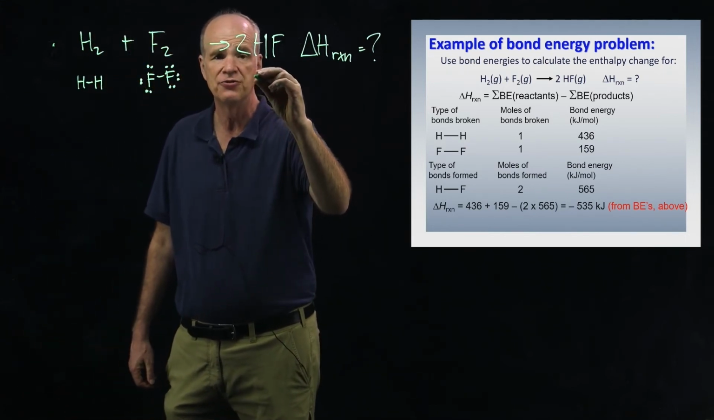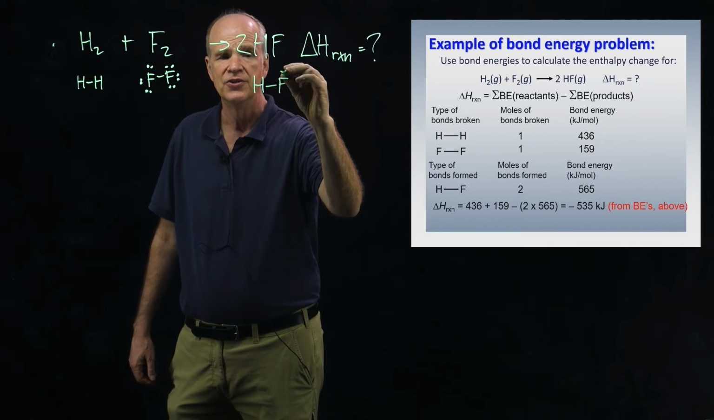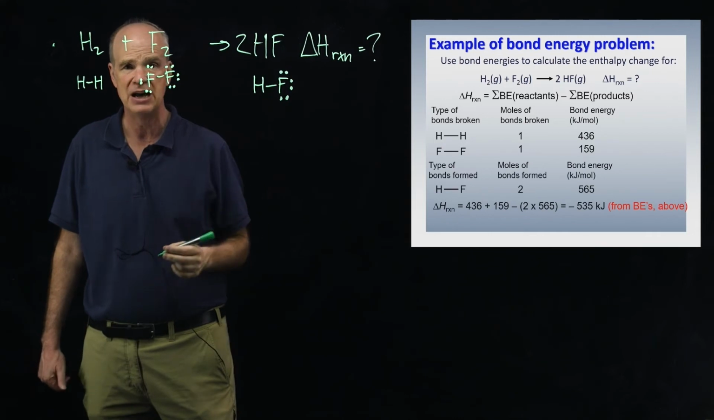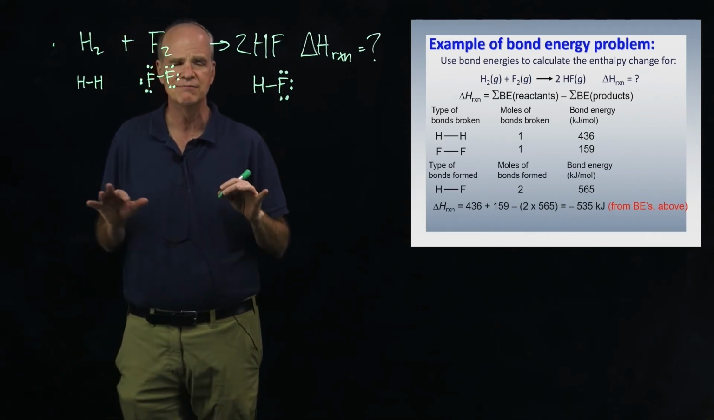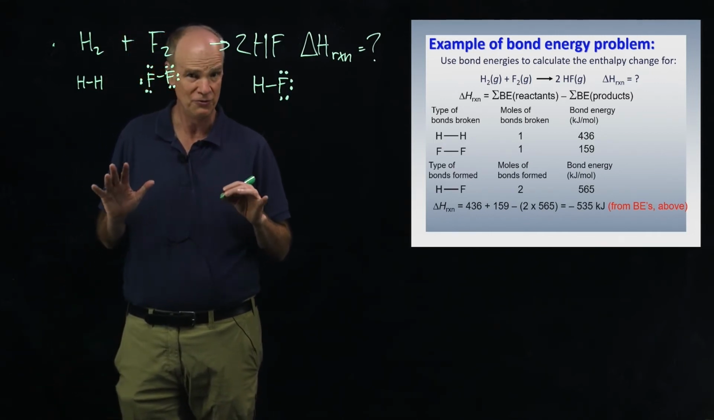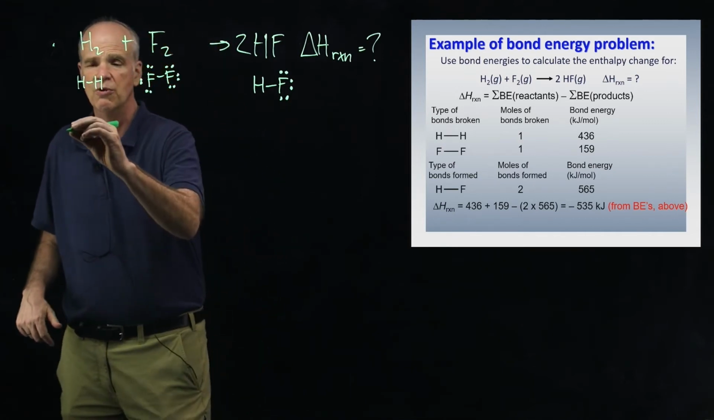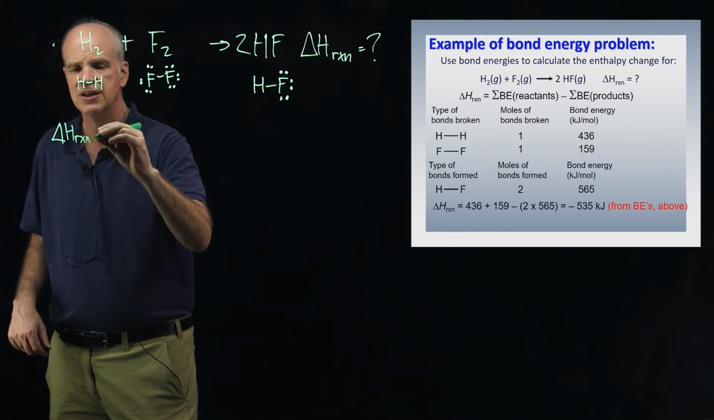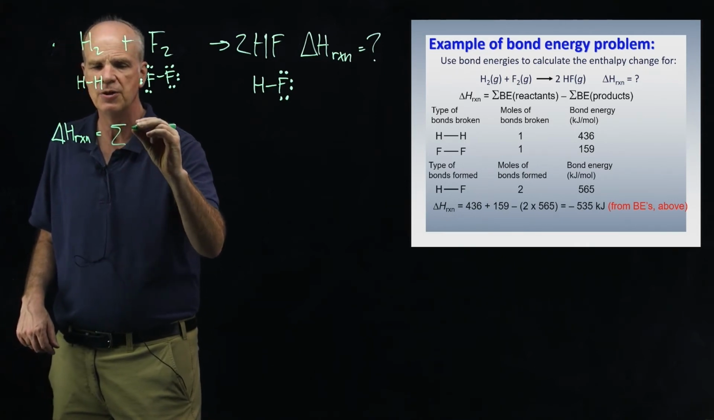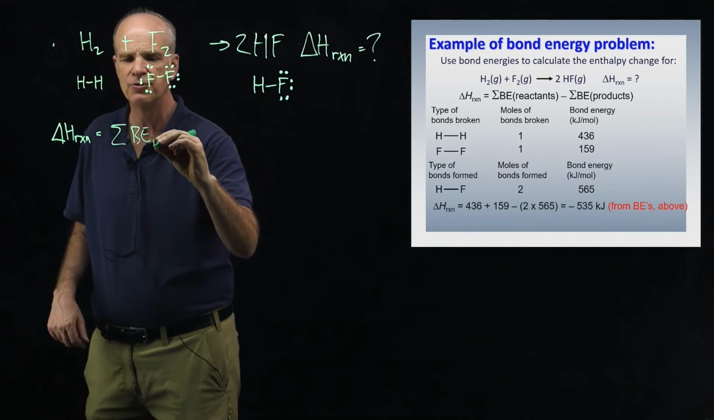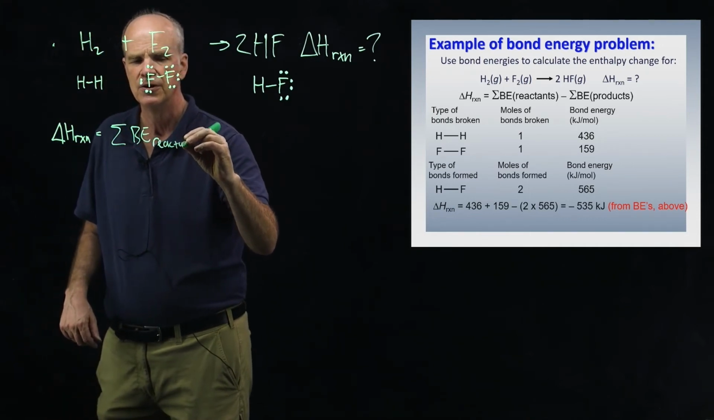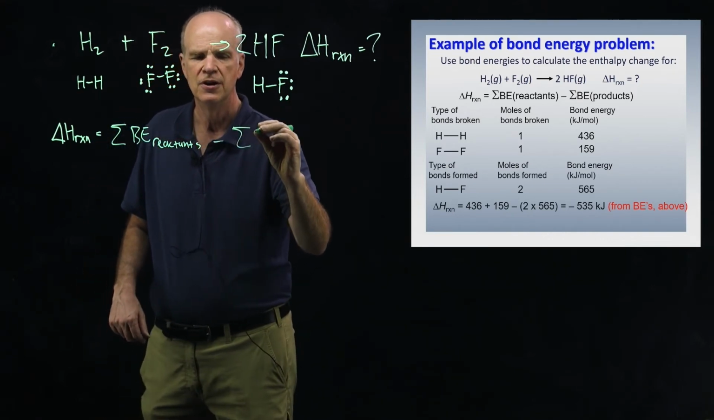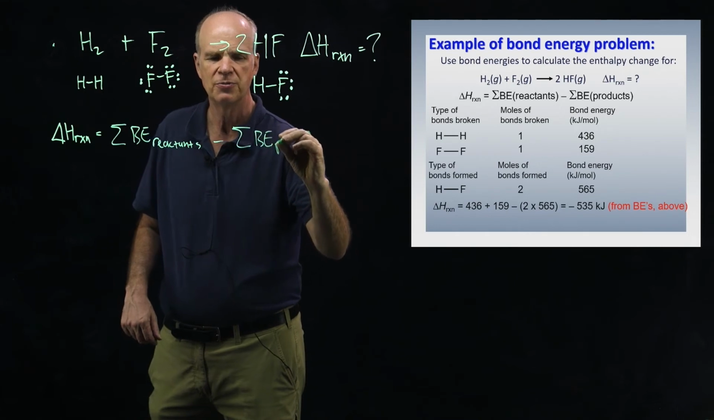And then how about hydrogen fluoride? It looks like this. So this reminds me that I need to look up a bond energy of hydrogen bound to fluorine. Okay, so now I think this is enough information where I can hopefully correctly solve this problem. What you'll note is that the change of enthalpy of the reaction is going to be equal to the sum of the bond energies of the reactants minus the sum of the bond energies of the products.